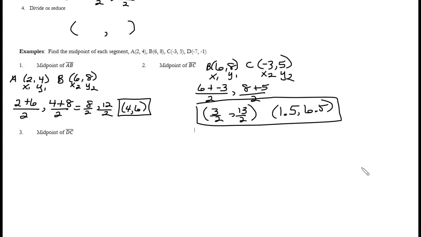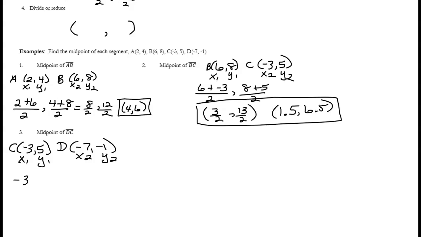Okay, so last one, same thing. I'm going to label my points. DC is the same as CD. I'm just going to go in order. So C is -3, 5. And D is -7, -1. So we're going to label the points. X1, Y1, X2, Y2. Okay, I'd like you to do this whole problem, and when you think you have it, press play.